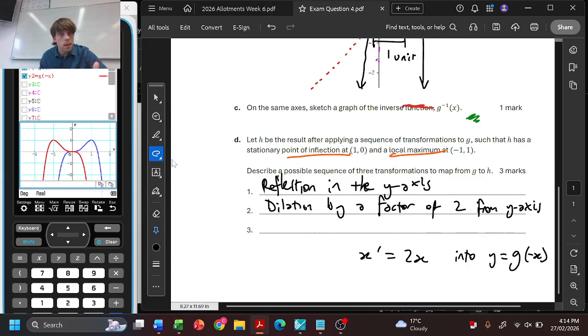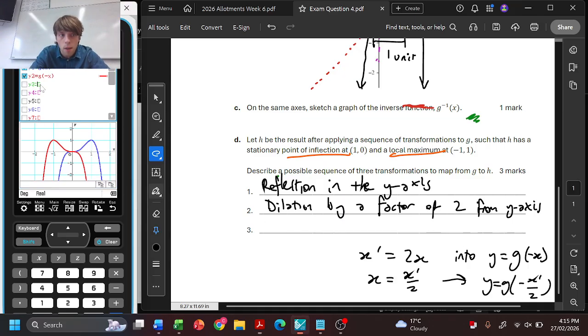To make that substitution, I need to replace x with something. And what do I need to replace x with? Well, if x dash is equal to 2x, then x is equal to a half of x dash, or x dash on 2. So I'm replacing x with x dash over 2. The function is now going to become g of -x dash over 2. So that's the dilation in the x direction, which is from the y-axis.